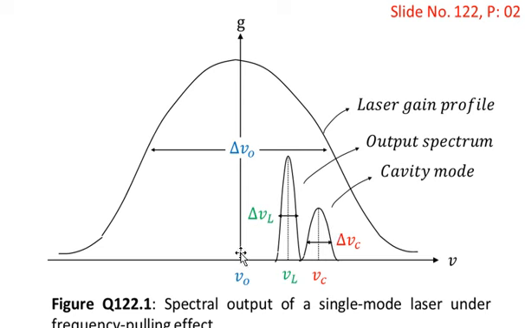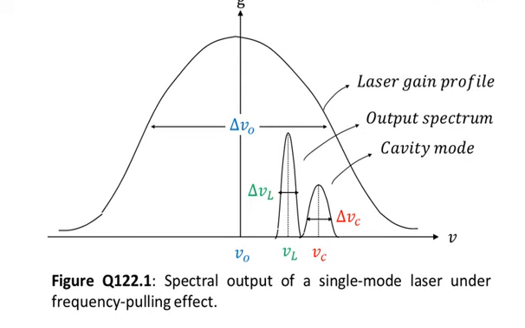If this gain profile is operating at a single frequency nu naught, then the line shape under a single longitudinal mode operation will be similar to that of nu L, though it will have a height up to this value, and it will be slightly more narrowed in comparison with nu L. So this is what we are going to discuss about this gain profile.